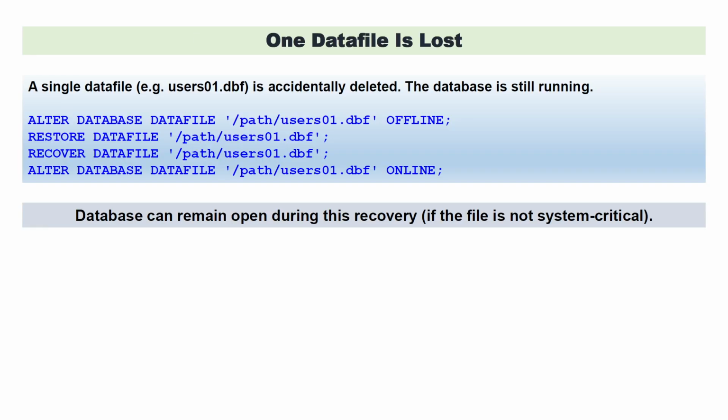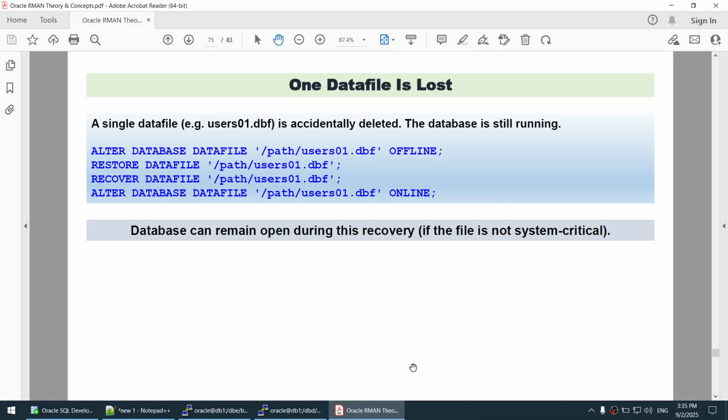If one data file is lost, let's say a single data file is accidentally deleted and the database is still running, how will you recover? You can alter database to mark that data file as offline, restore that particular data file, recover that particular data file, and then alter database datafile online. So the database can remain open during this recovery if the file is not system critical. Remember, if the data file that has been deleted is not a critical data file, then your database can remain open.